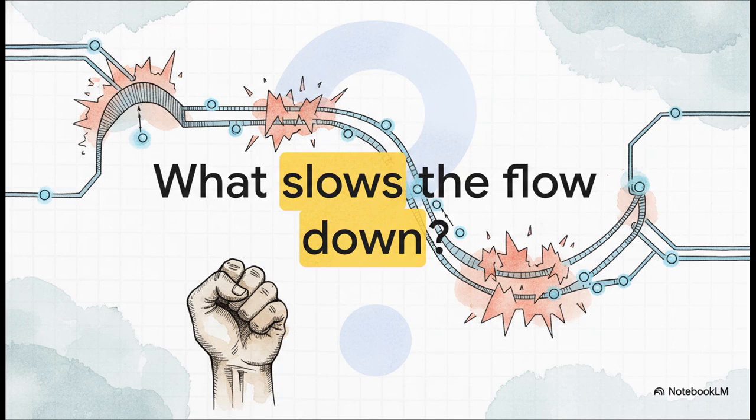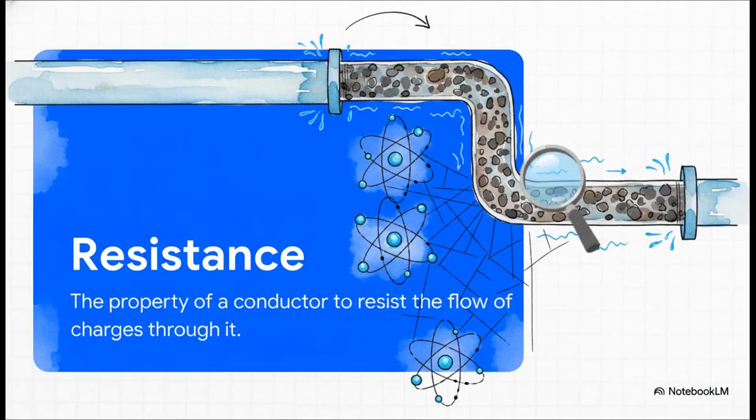In any real-world circuit, the flow of those electrons is never perfectly free. There's always something getting in the way, some kind of friction. And that opposition is called resistance. You can think of it as electrical friction.